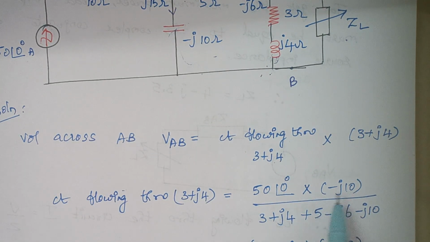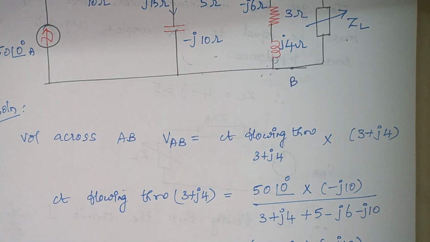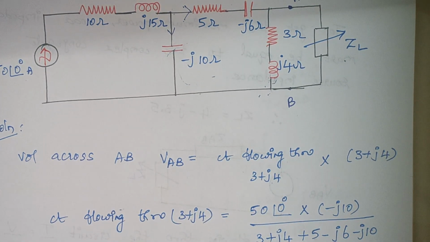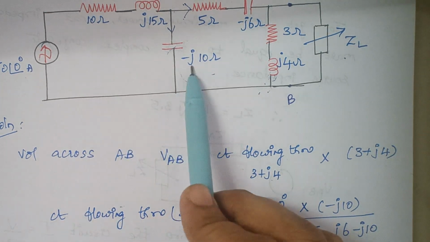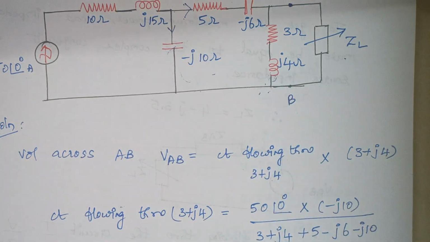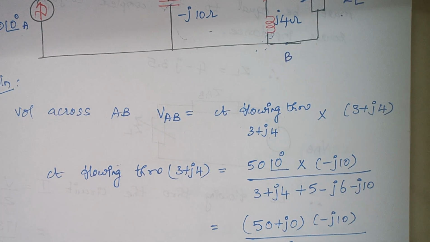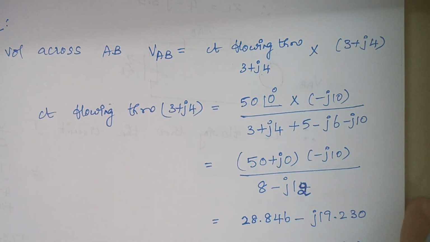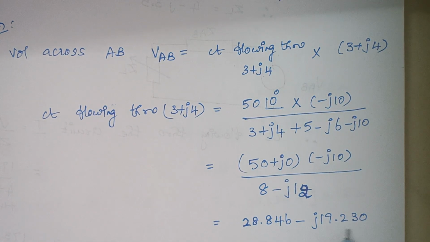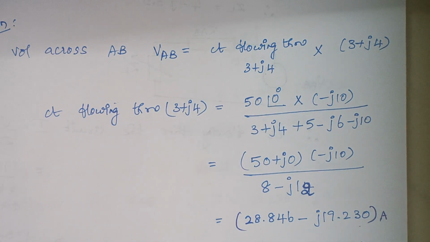Total current into opposite resistance. Here the opposite resistance is minus J10, divided by the total resistance, which covers all the things here: minus J10, 5 minus 6J, 3 and 4J. Just write all the values here, and once you solve, we end up with the answer like this. This is the value of the current that flows through 3 plus J4.